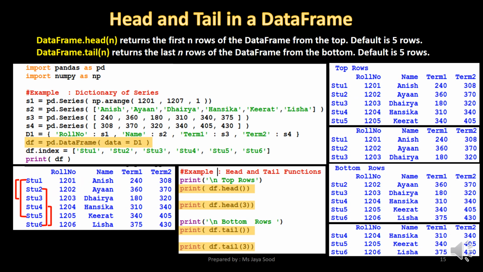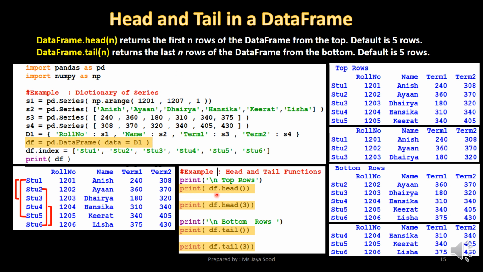Head and tail in a data frame. DataFrame.head returns the top n rows from the data frame. If the value of n is not specified, it returns the topmost 5 rows. DataFrame.tail returns the last n rows from the data frame. If the value of n is not given, then the default is the last 5 rows. Let us take some examples.